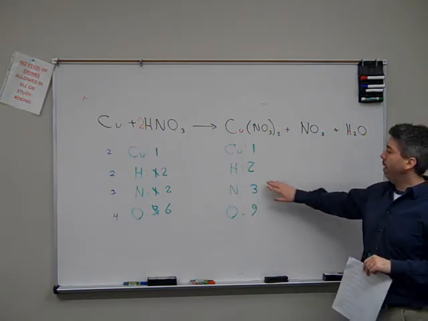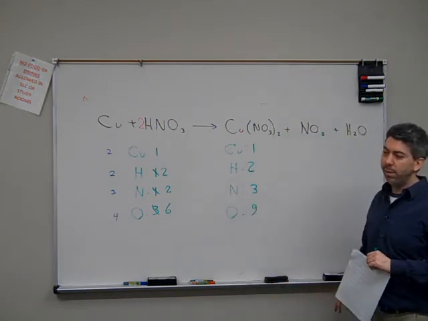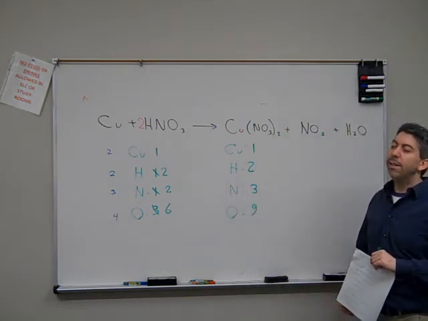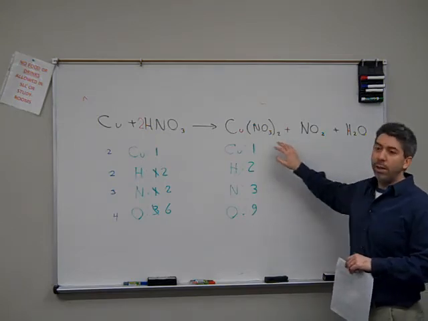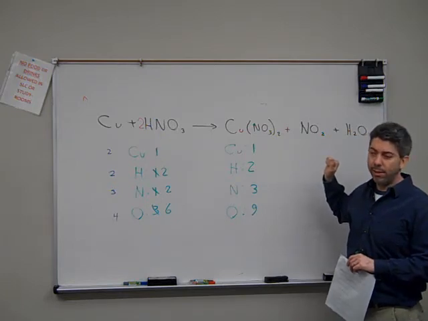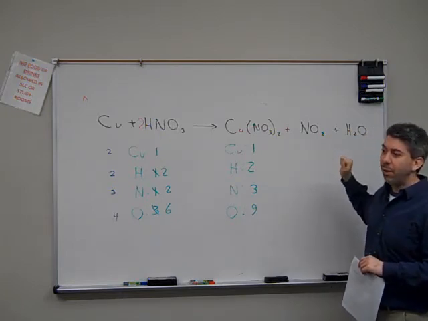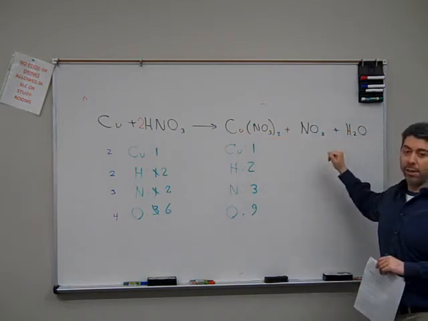Now whenever you have an odd number that you're trying to balance with an even number, what do we do? Make the odd even. Double the odd to make it even. Now, which compound is causing the number of nitrogens to be odd? This one or this one? The second one.